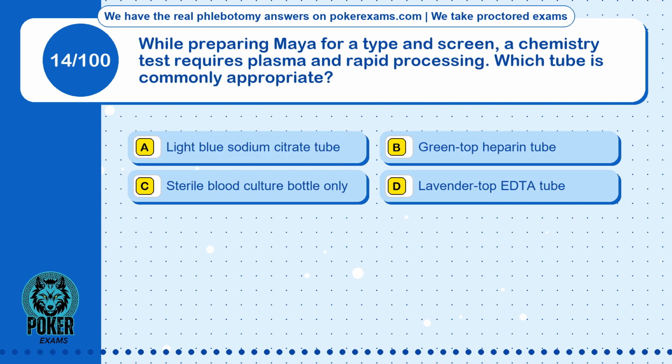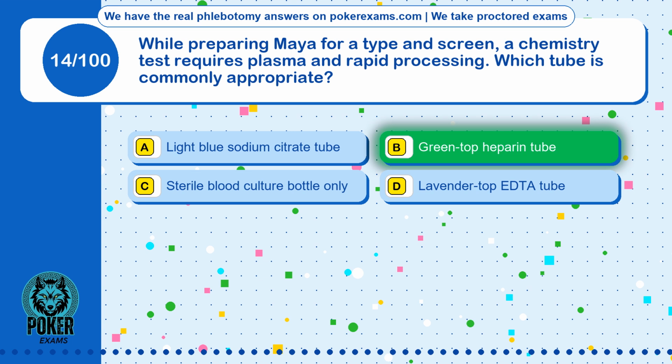Question 14. While preparing Maya for a type and screen, a chemistry test requires plasma and rapid processing. Which tube is commonly appropriate? Option A, light blue sodium citrate tube. Option B, green top heparin tube. Option C, sterile blood culture bottle only. Option D, lavender top EDTA tube. The correct answer is option B.